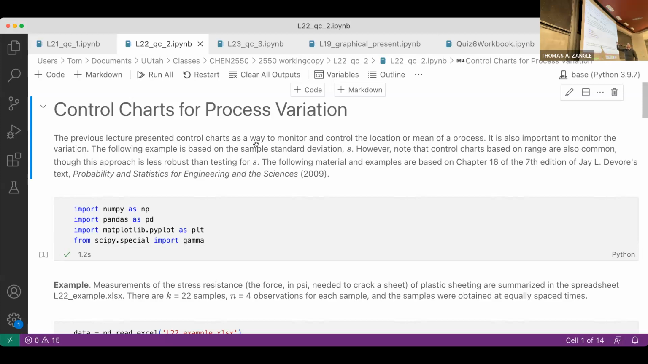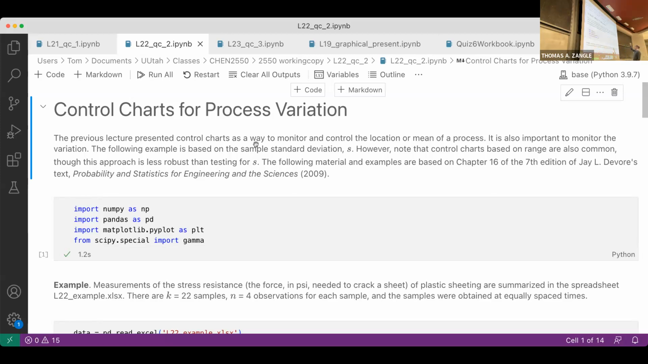So when we're talking about process variation, we're talking about some measurement of how much the values that we measured, or the sample that we measured about that process, vary on a given day. There are different ways of doing this kind of testing. We're going to focus on testing based on sample standard deviation. So we'll be plotting what's called an S chart.